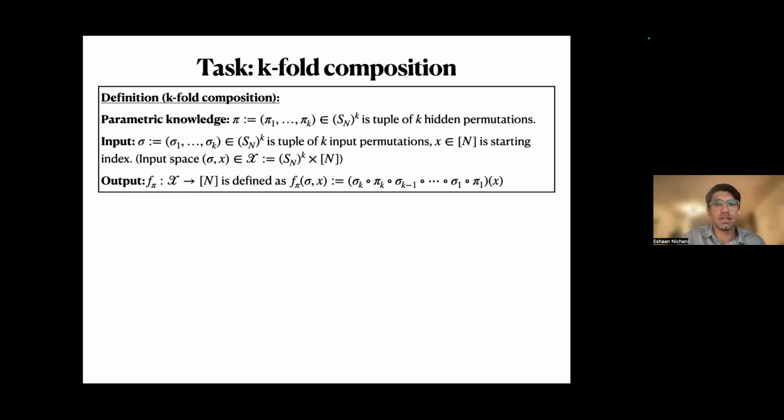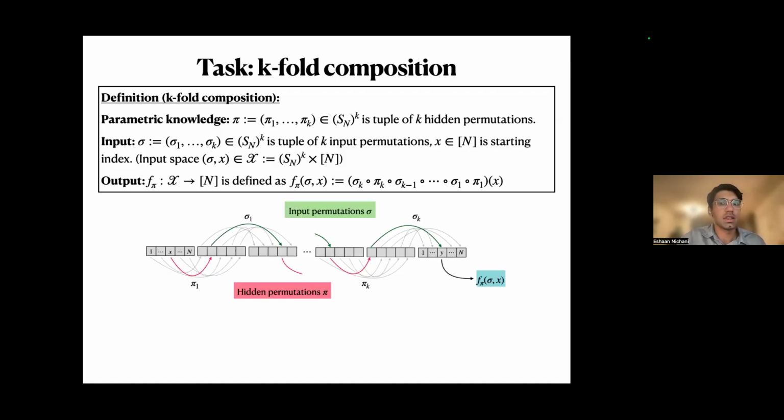So to summarize, here is a diagram of the task. The red arrows are the hidden permutations, which are not provided in the input, whereas the green arrows are the input permutations, which are provided in context. A couple minor notes. We're going to encode each permutation using n tokens, one for each element of the domain. And as such, the total sequence length that gets passed into the model is of length k times n.